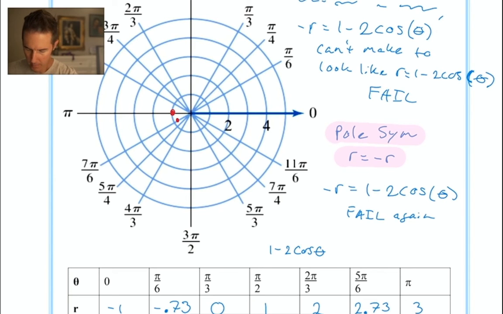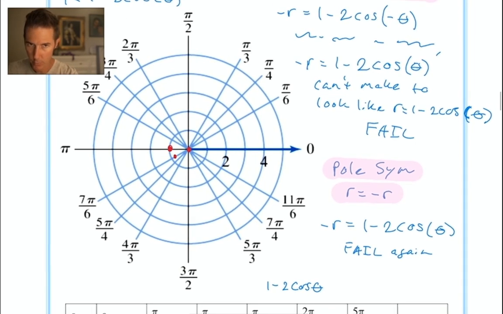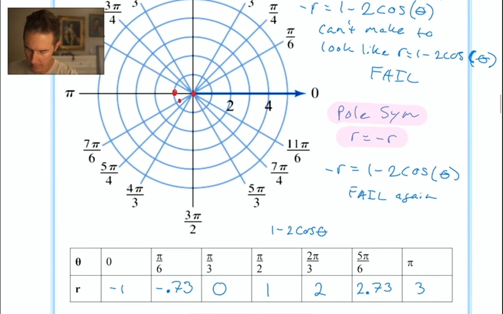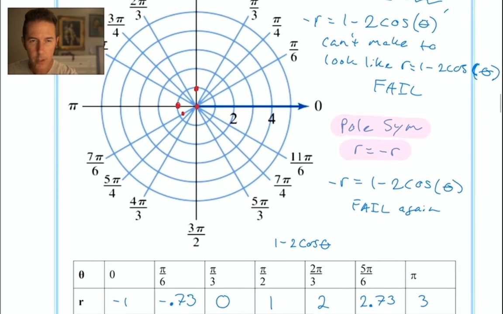About there. Aiming at pi over 3, I'm not going anywhere, so I've got a point at the pole. At pi over 2, which is due north, I need to move toward pi over 2 one unit, so I'm going up 1. Aiming at 2 pi over 3, going out 2 units. 2 pi over 3 is, yep, there it is.